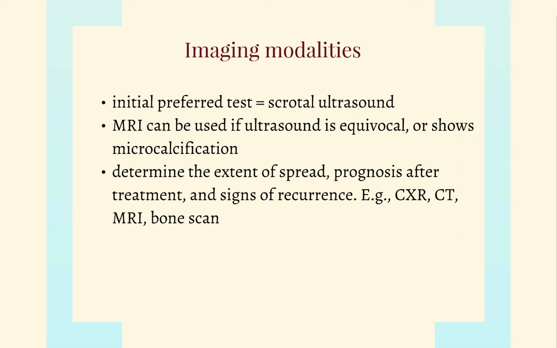However, there are limitations as many conditions mimic neoplasia on ultrasound, including inflammation, hematoma, infarcts, fibrosis, and tubular ectasia. Furthermore, MRI can be used to differentiate between benign and malignant lesions if ultrasound is equivocal, or shows microcalcification on the surface of the testes. Imaging can also be used to determine the extent of spread, prognosis after treatment, and signs of recurrence, with chest x-ray, CT, MRI, and bone scan.